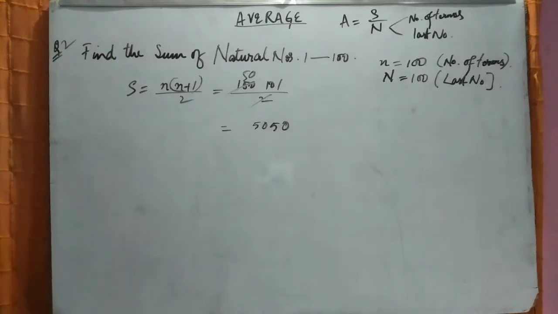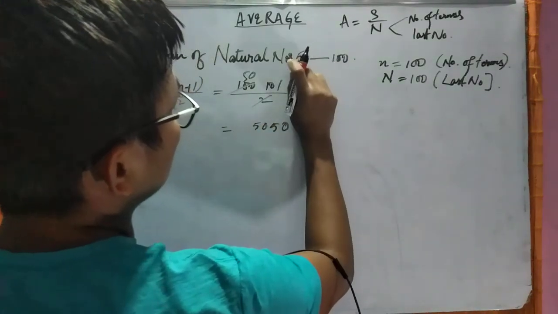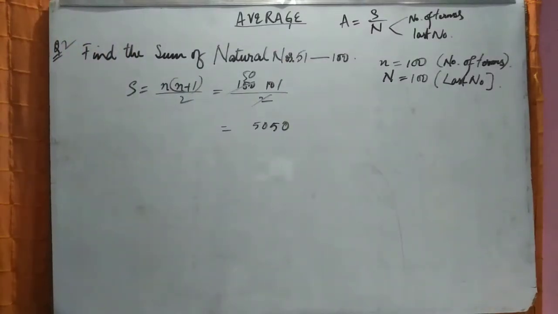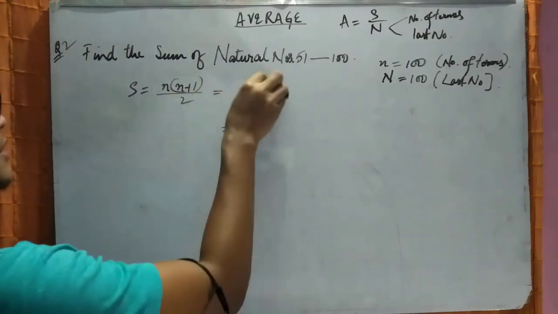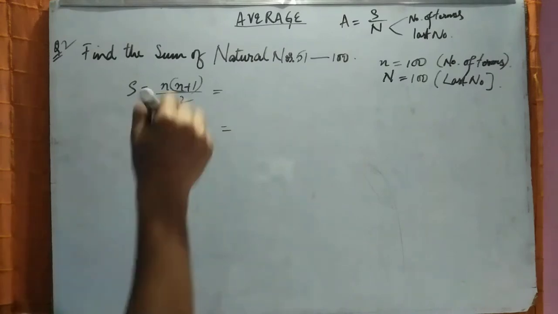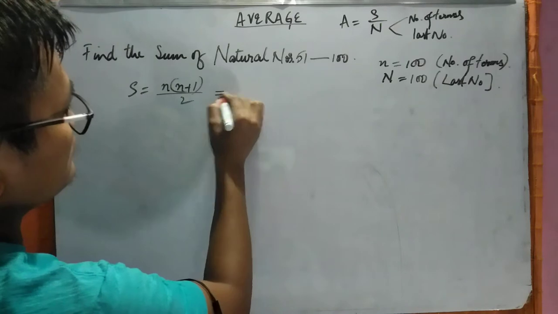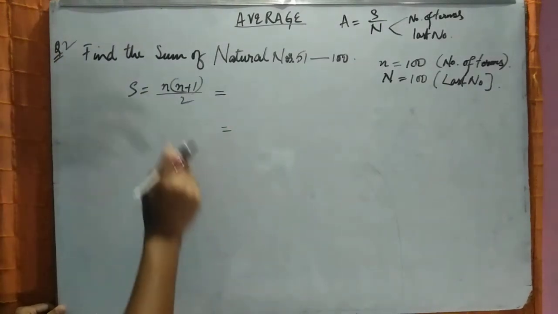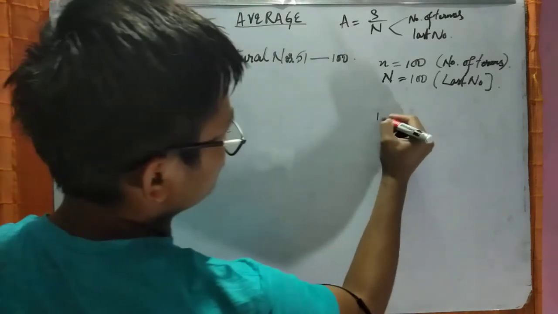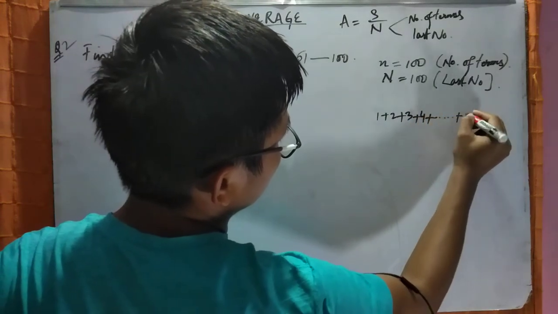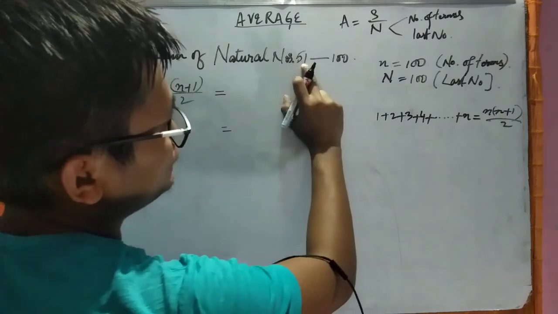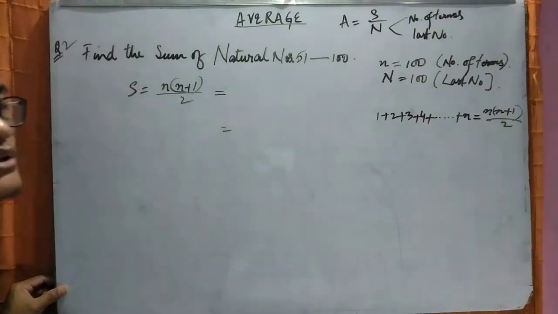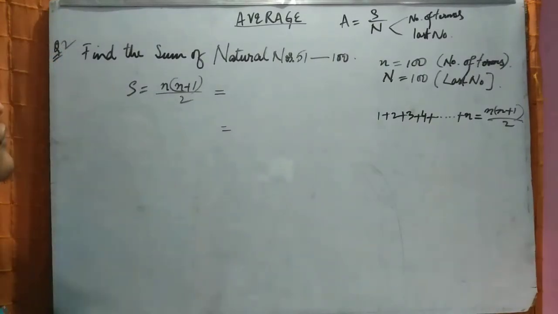Next, find the sum of natural numbers 51 to 100. The formula is n(n+1)/2, which applies to 1 plus 2 plus 3 plus 4 and so on. Here the number of terms is what we need to find, from 51 to 100.